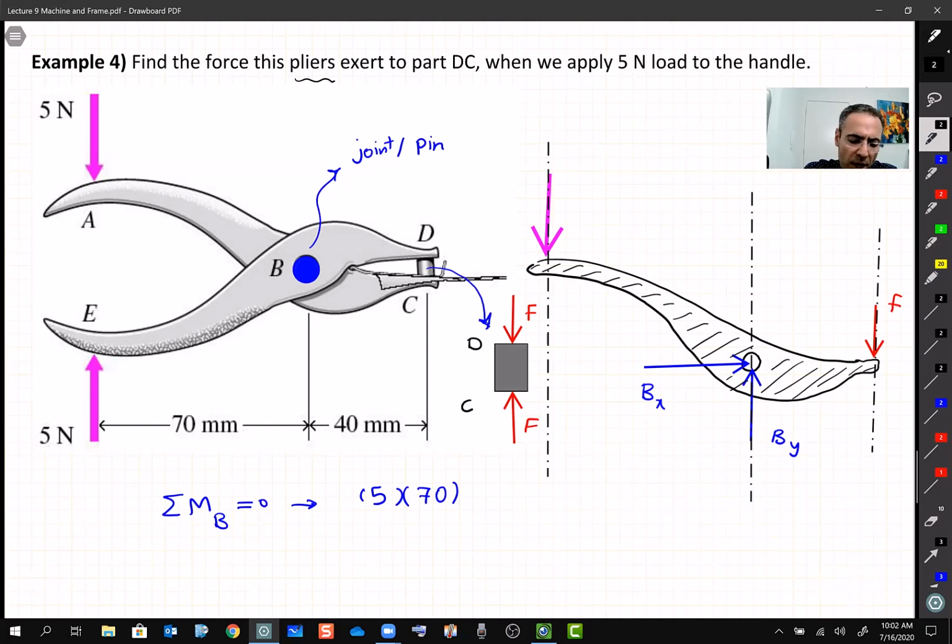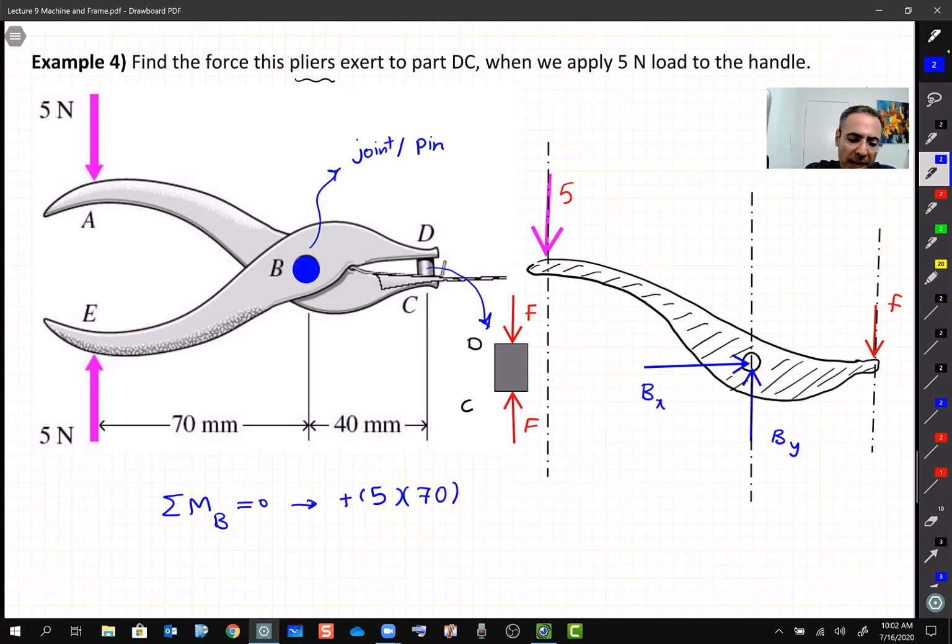So when I apply a 5 Newton load there, it creates a moment about point B, which you can guess. Is it, Mohammed, clockwise or counterclockwise? The 5 is counterclockwise. Okay, great. It's positive.